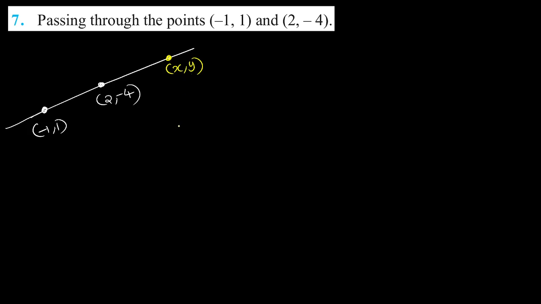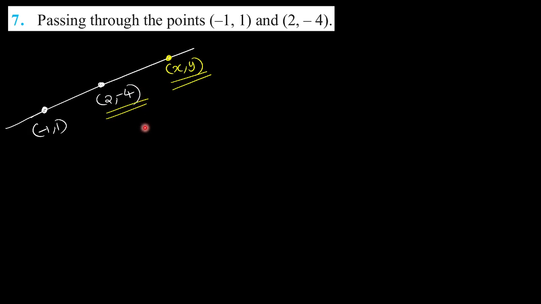What is the slope of the line? What is the slope of this line? For the slope of a line, you have to consider 2 points, any 2 points on the line. Let me consider x y and this, or x y and this, anything you can consider. For slope, I want 2 points.